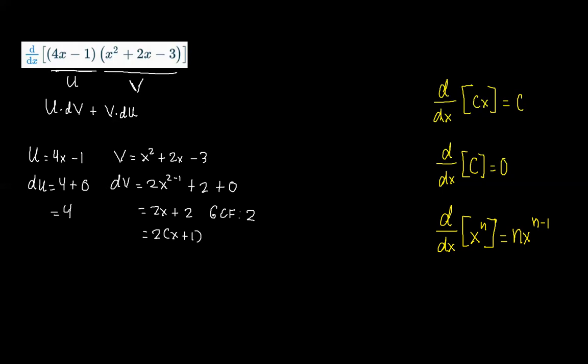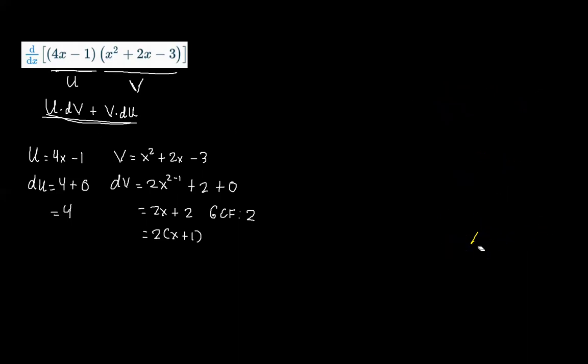All right. So now that we have U, V, du, and dV, we can now substitute them here in this formula. Before anything else, I'm going to erase this one. Since we already applied differentiation here, what we're just going to do is simple distribution and simplification. So let me erase this one because I'm going to use this space for solutions.